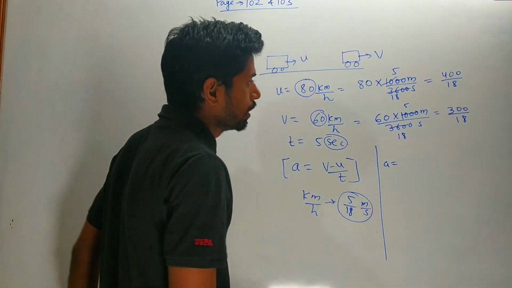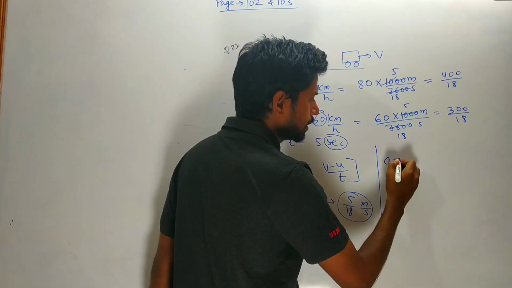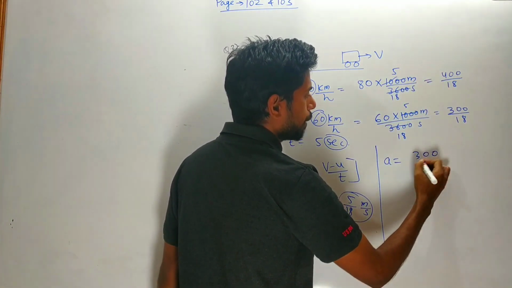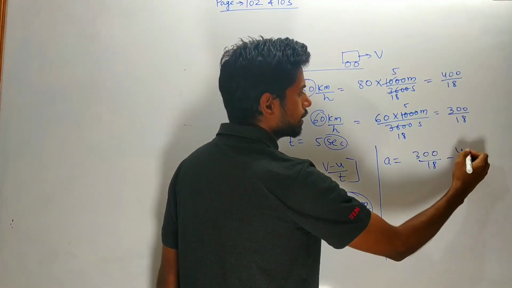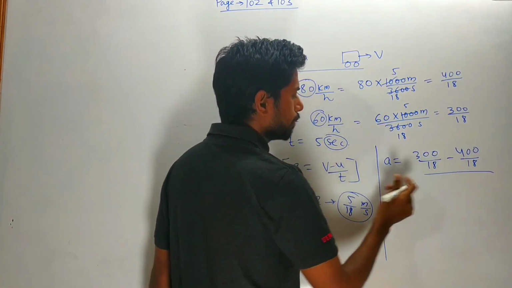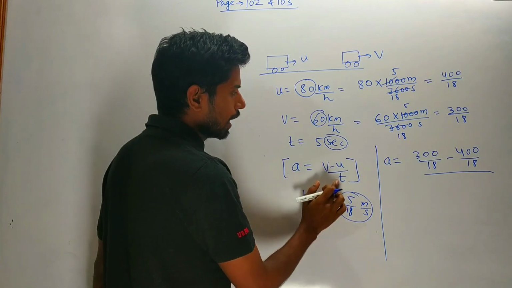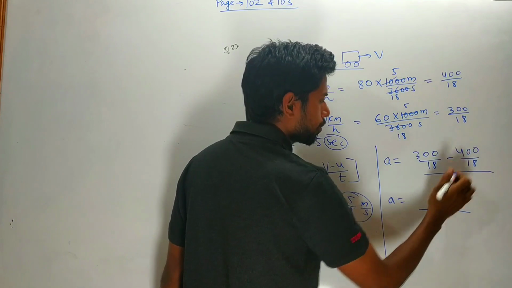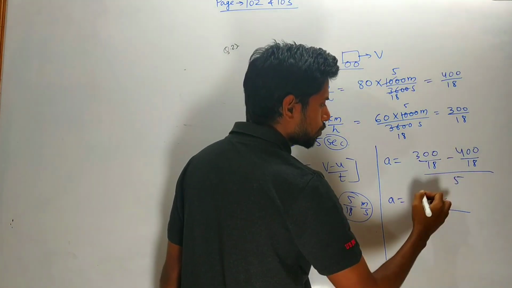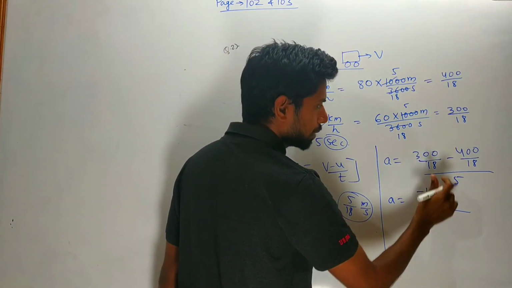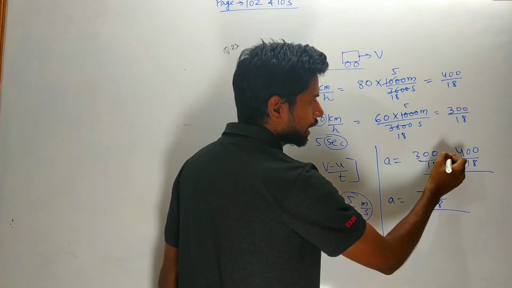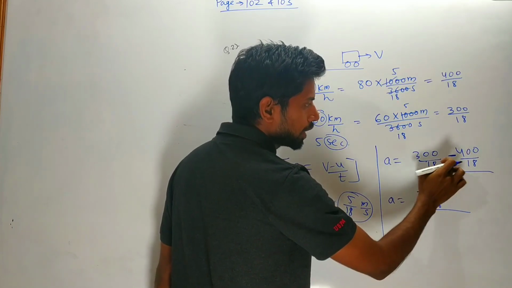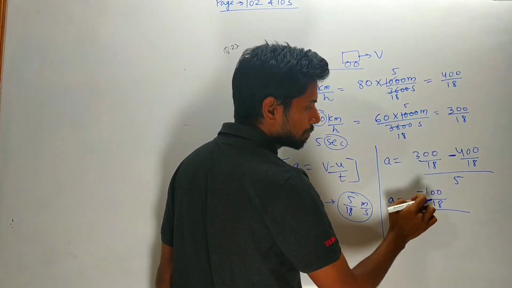So acceleration is how much? Acceleration is equal to v minus u upon t. So simply v is 300 upon 18 minus this 400 upon 18, v minus u. Directly you put the values, and time is given as 5 seconds. Now how to solve? Very easy. You take out LCM 18. Here 300 minus 400 becomes 100, minus 100, because 400 is bigger and the sign in front of 400 is minus. That's why we will get 100 as the difference, but 400 is the bigger value and it has a minus in front of it. That's why the minus sign is there.